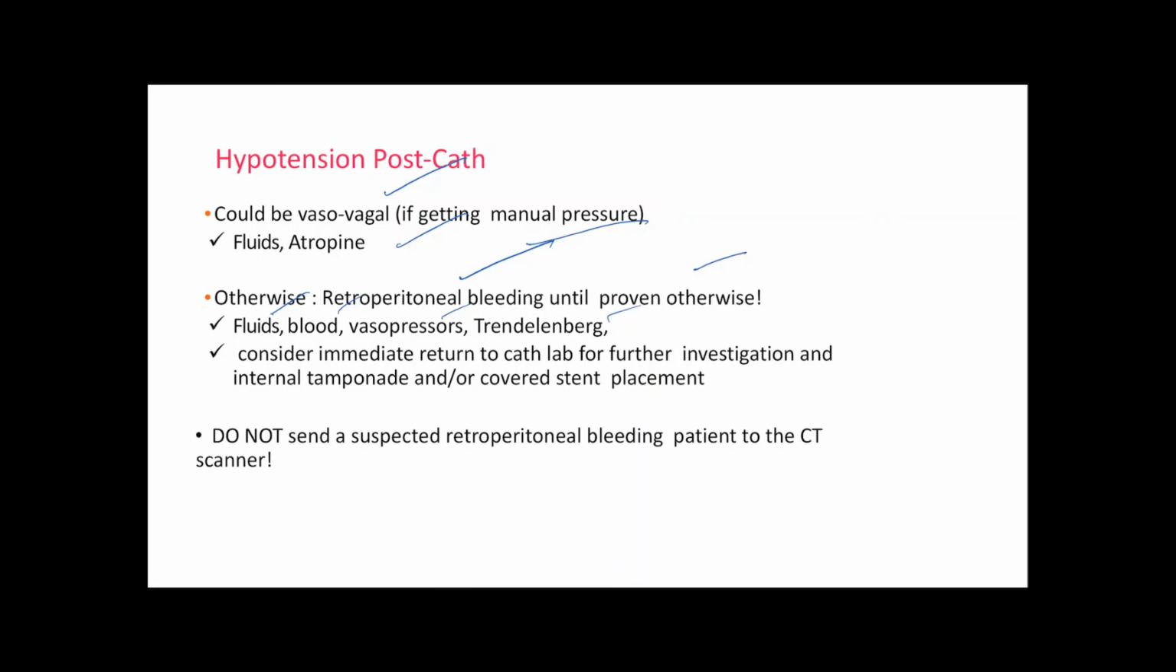As I discussed, if you have a bleed, the best thing to do is an internal tamponade, and that will cease the bleed. Then you can stabilize the patient and think of other options, whether the patient further needs a surgical intervention or you need to put a covered stent. So it's very important that if you suspect a retroperitoneal bleed, take the patient back to the cath lab instead of rushing the patient to a CT scan.